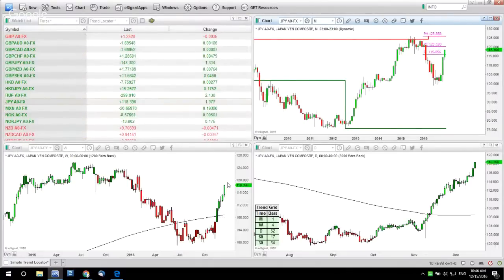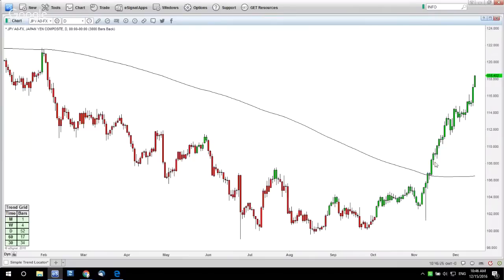Above the weekly 200, trend filter is green. Above the daily 200, trend filter is green. Long positions already in play. I'm now looking to compound into this.